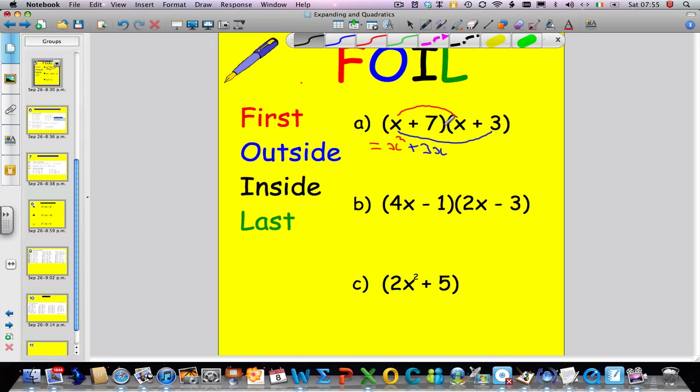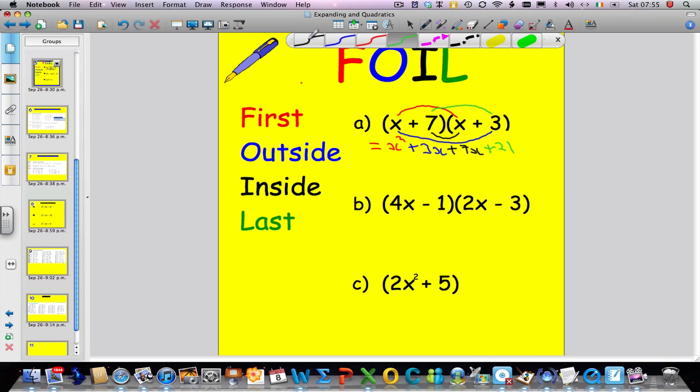Next we've got to do the inside terms. The inside terms are straightforward enough. The two terms on the inside. 7 times x. 7 times x gives me 7x. And lastly, we have to do the last terms. The last terms in this case are the 7 and the 3, because they're the last terms in each bracket. And as you can see, we end up with this pattern every time, so you should have this sort of shape, the different colours, if you're multiplying out. So 7 times 3 gives me 21.